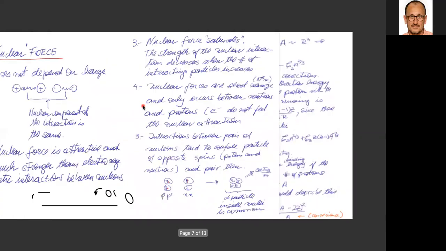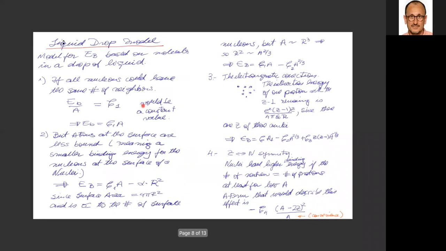Okay, that being said, let's find a way to actually model this curve. One simple model is called the liquid drop model for the binding energy, based on molecules inside a drop of liquid. That's why it's called the liquid drop model. So let's analyze each one of the terms.